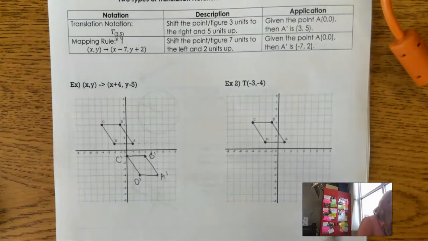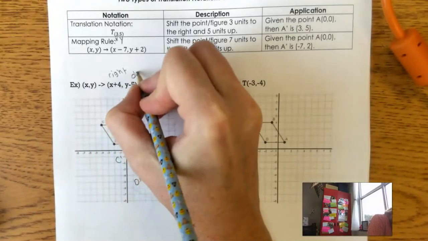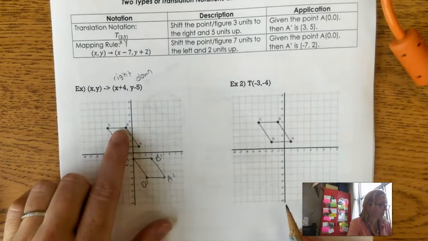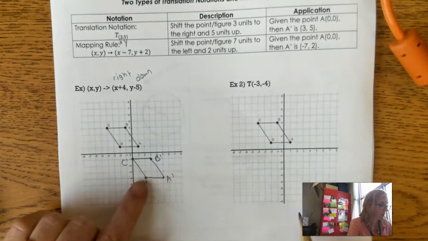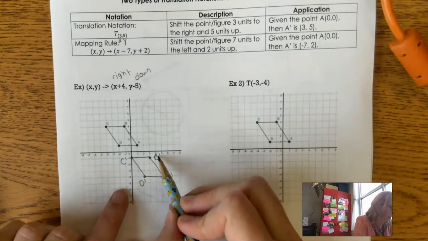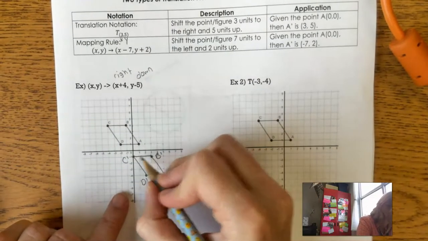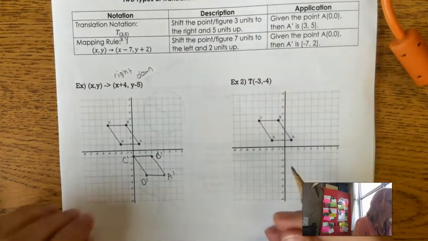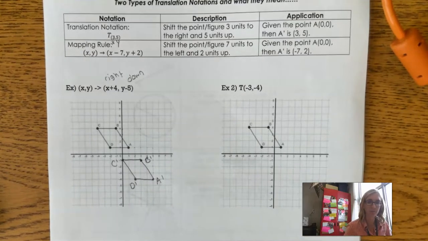Here's example 1. You'll see that we moved the figure right 4 spaces and down 5 spaces. So just take each point and count 4 to the right and 5 down. So your new figure should look like this. Be sure and label your points with the primes. And you should be able to tell that you did it correctly because the figure should be the same size and shape. We just shifted it right and down. All right, go ahead and try example 2.